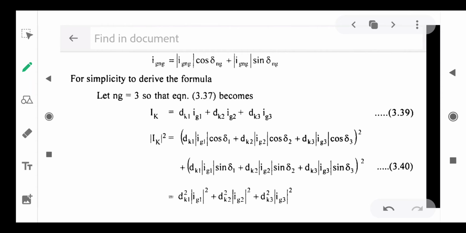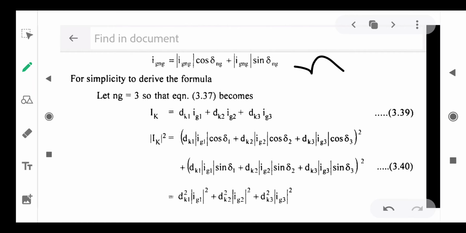So therefore you can express like that up to n number of generators. Therefore Ik is equal to dk1 into Ig1, plus dk2 Ig2, plus dk3 Ig3. Let us consider 3 generators. Now Ik is expressed in terms of x components of all the currents.